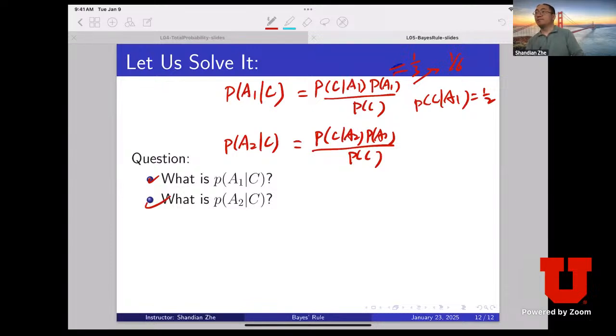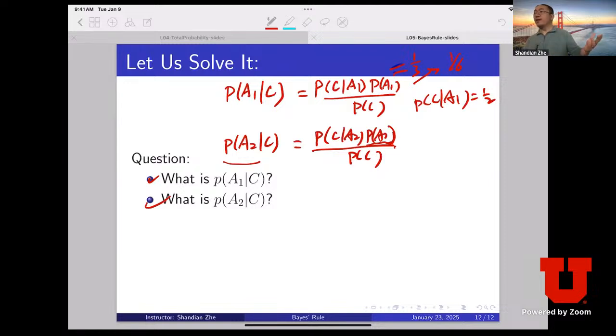Does it make sense? Okay. So now let us look at the second one. Given the host opens gate 3, revealing a goat, what's the probability that the car is behind gate 2? Again, leveraging the Bayes rule, we want to compute first, what is P of A2? What is the marginal probability that the car is behind gate 2?